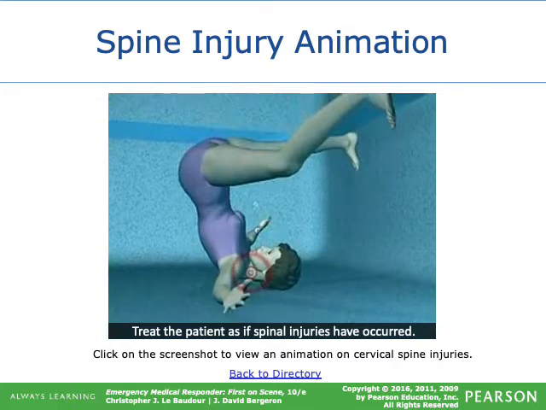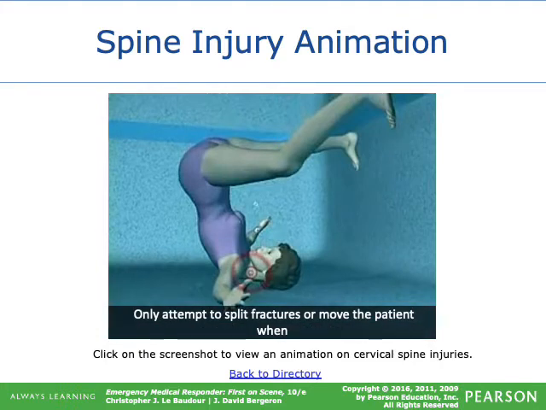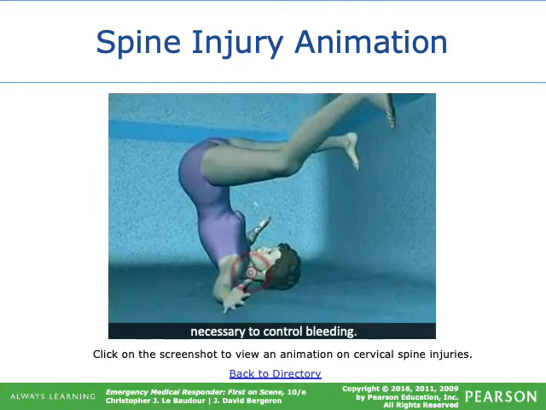Treat the patient as if spinal injuries have occurred. Remember to make sure the patient's airway is open and assist with ventilations if necessary. Control any serious bleeding. Only attempt to splint fractures or move the patient when necessary to control bleeding. Only move the patient to assist with CPR or to protect yourself and the patient from dangers at the scene.